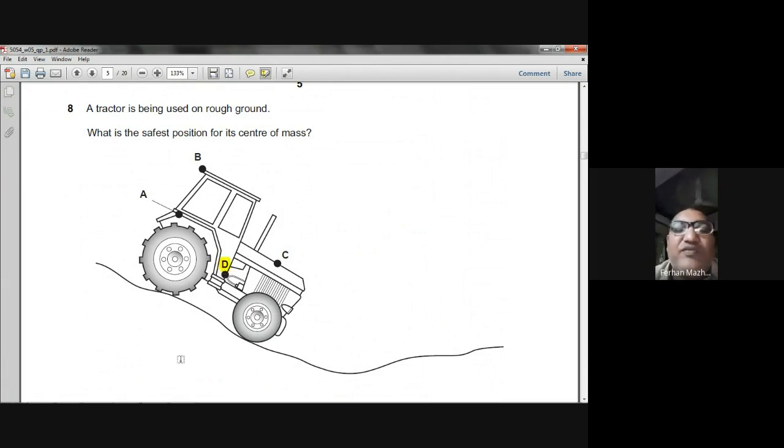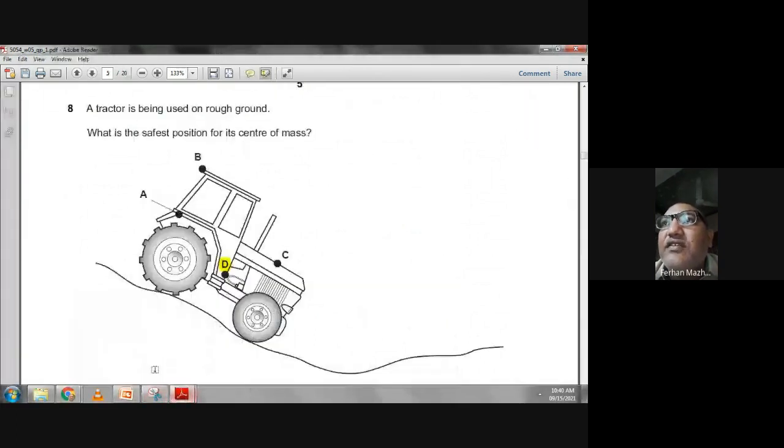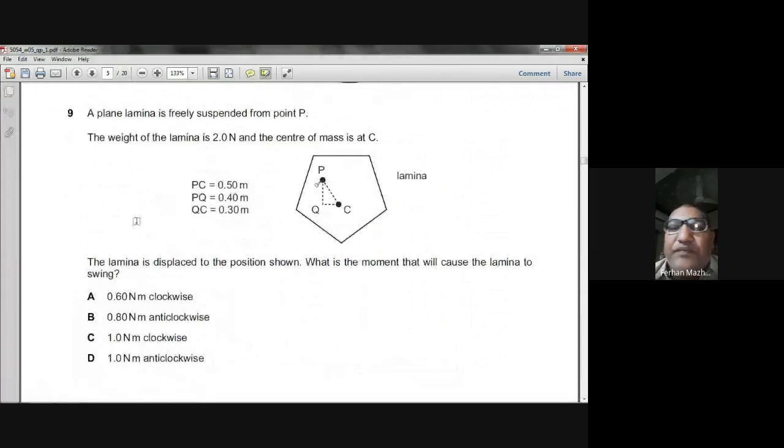D is the best position where the center of mass of the tractor should be. So question number 8, I think D is the answer. So we are right. D is the right answer. Okay. Question number 9 is showing up on your screen.